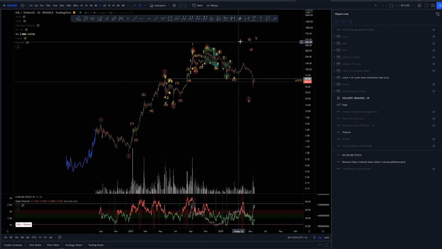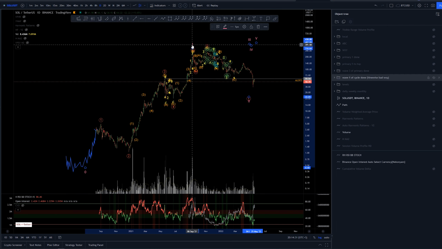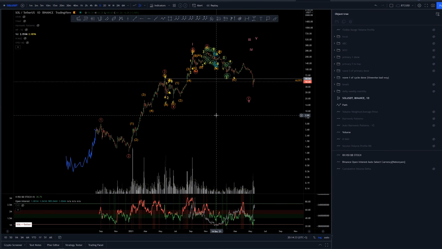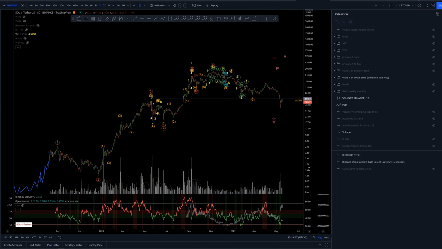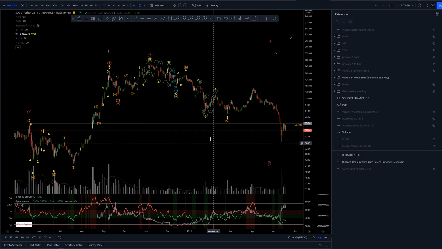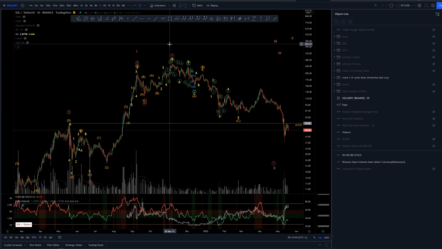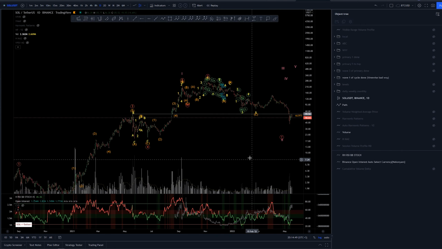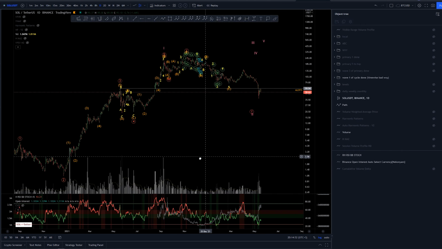Again, these counts are most likely on the wrong degree, meaning that the one here of cycle could also be a one of primary. They could be changeable as well, but I haven't done that as I've labeled quite a bit here. Now what we need to focus on here is that we've topped around September according to this count instead of here at November. Now the thing that I don't like about this is the correction, how it has been happening.